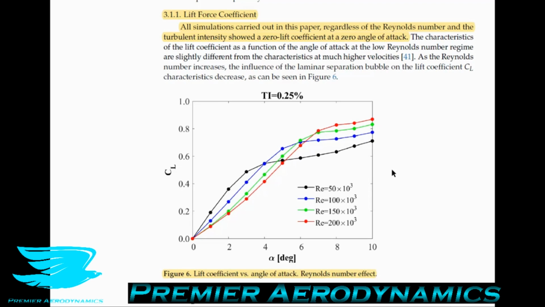There's a really good trick you can use to figure out if an LSB is forming on an airfoil just by looking at the lift curve slope.